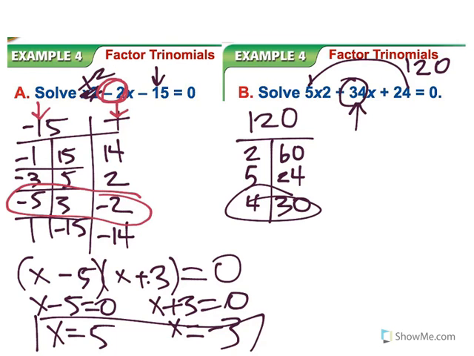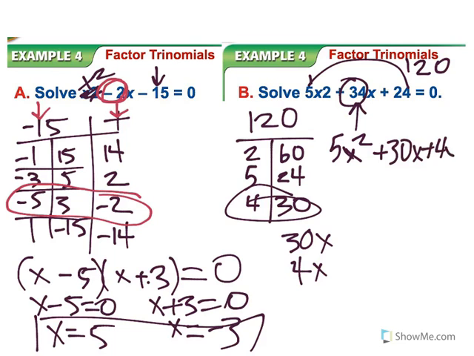And now what I'm going to do is rewrite my middle term. So we have 5x squared, and I'm going to rewrite this as 30x plus 4x, because if you really think about that, those two things added together really do equal 34. So I'm going to put plus 30x plus 4x plus 24, and I can't forget my equals 0.